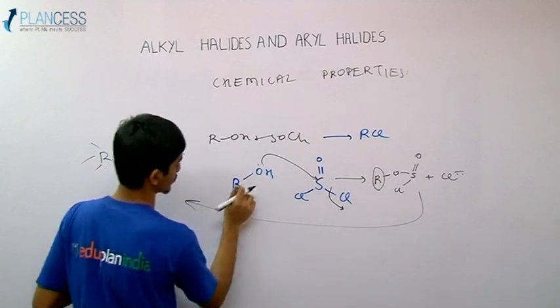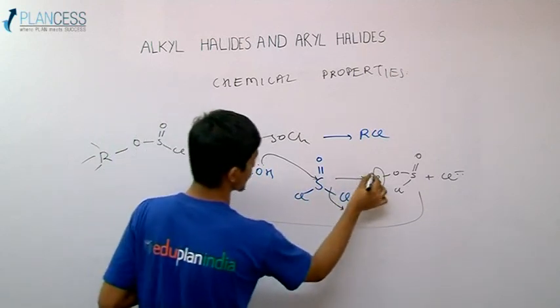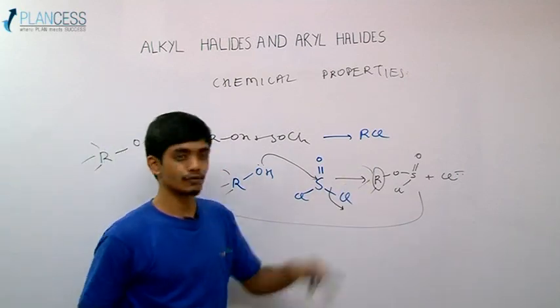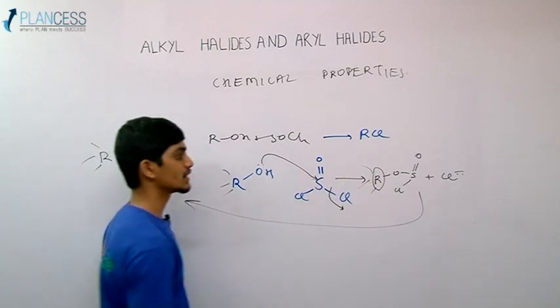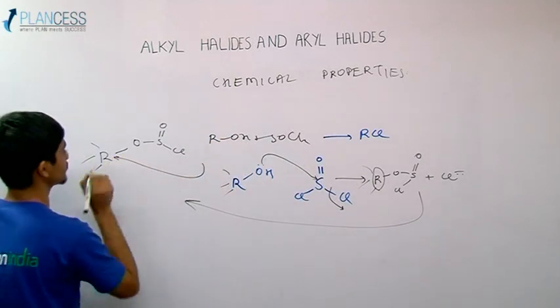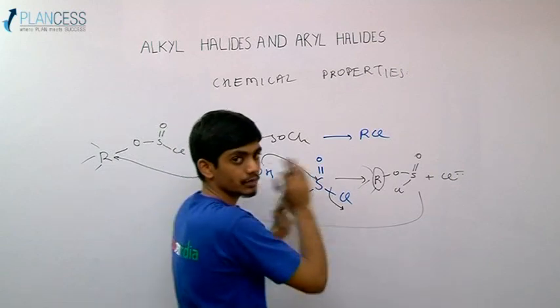In ROH, if there is only one bond, these three groups stay as they are. So that is why the retention of configuration takes place. That is, the nucleophile now comes on the same side and attacks this carbon. It doesn't come from the back side.